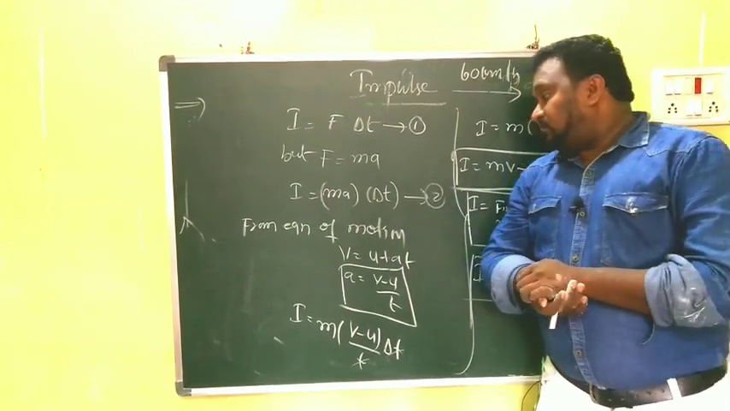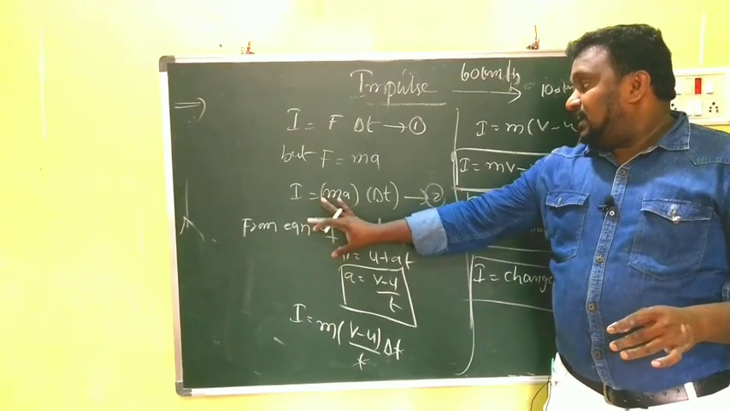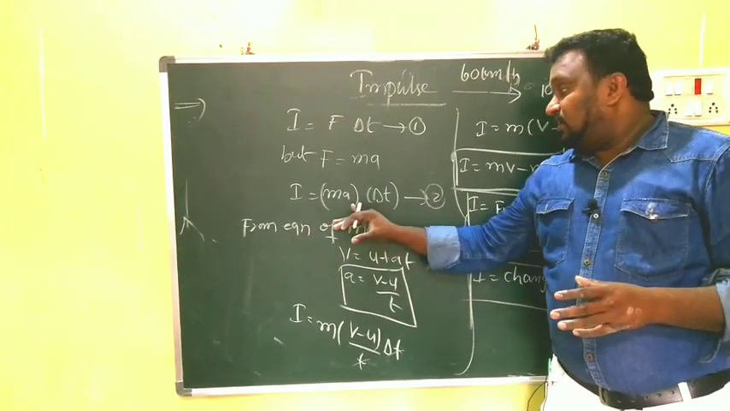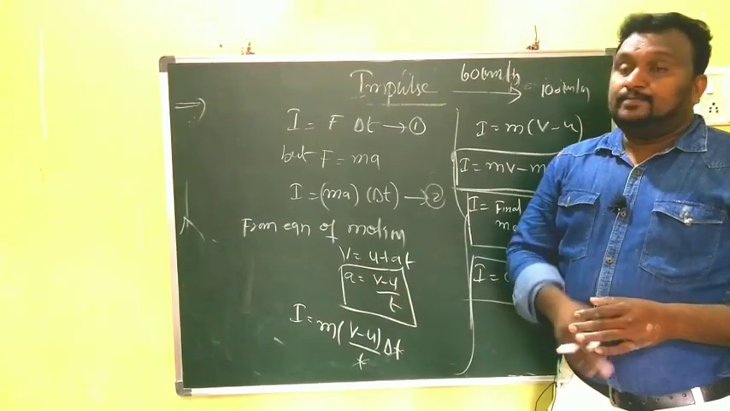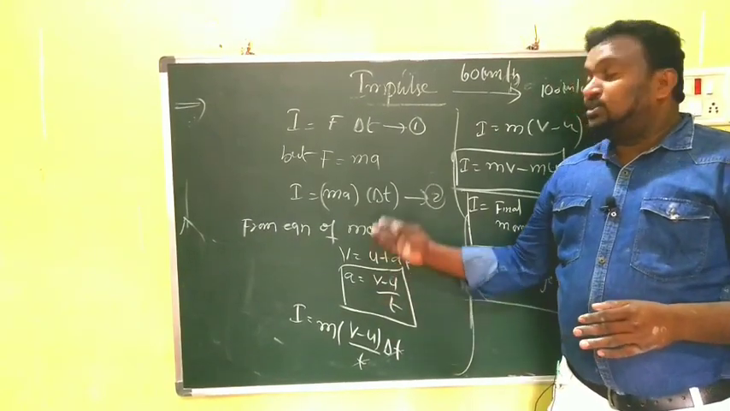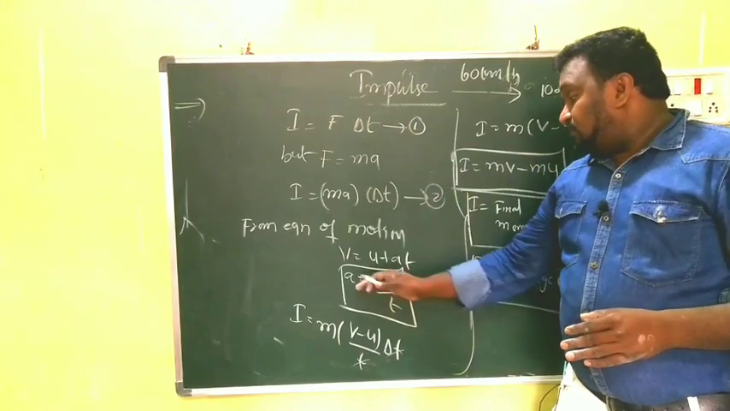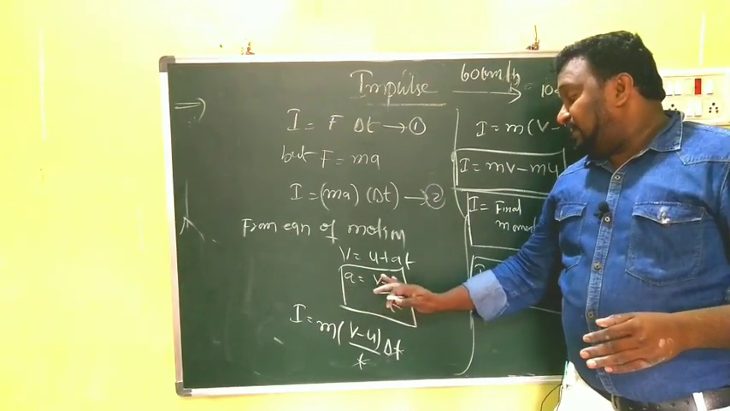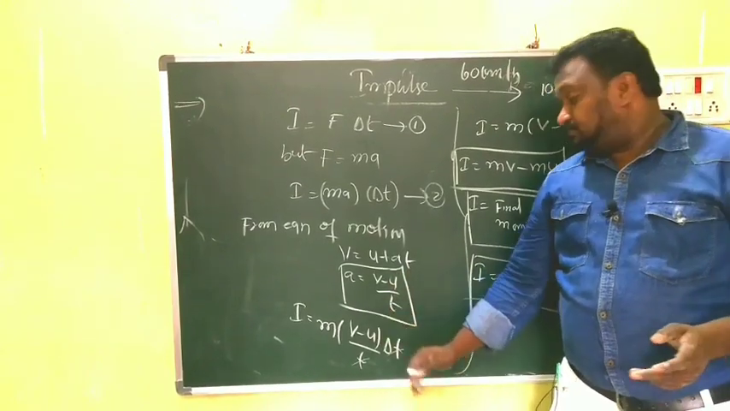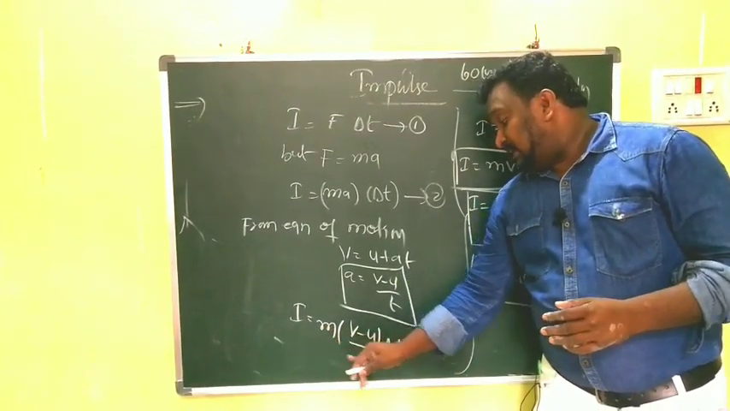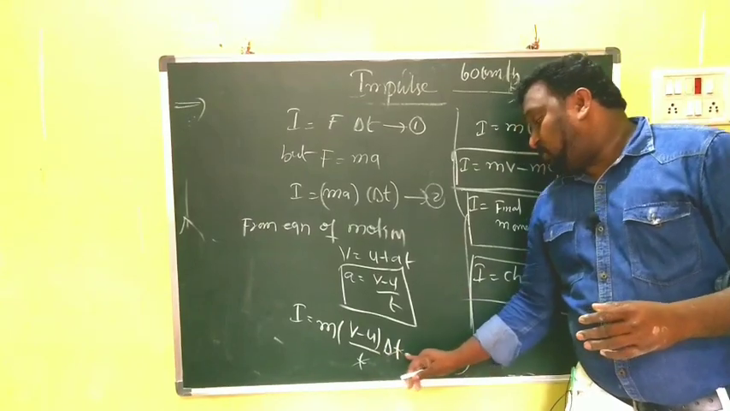After that, here ma. In that, what you need is the value of a. For that, what do we use? v = u + at. Here u is plus, then we take it to the other side as minus. From that, what do we write? a = (v - u)/t. Here a into t is multiplication, so that will come to this side as division. Then I = m into (v - u)/t into delta t.